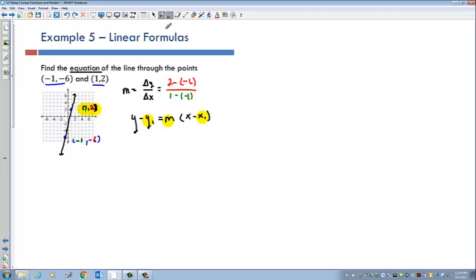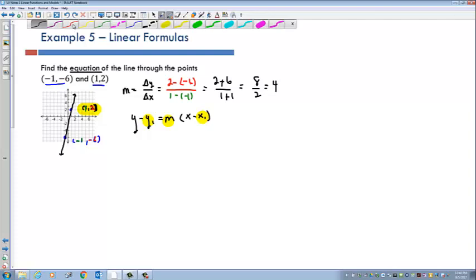And then you just crunch the numbers, and the answer falls out. On the top part, you have 2 plus 6. On the bottom, you have 1 plus 1, because a minus a negative is positive on both parts. And then you get 8 over 2, which of course is the number 4. Again, you think, oh, it makes sense. You're going to go over 2 and go up 8. So 8 over 2 is 4. It's positive because it's going up. So the slope is 4, and now you can plug in.